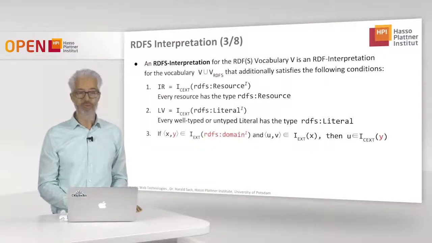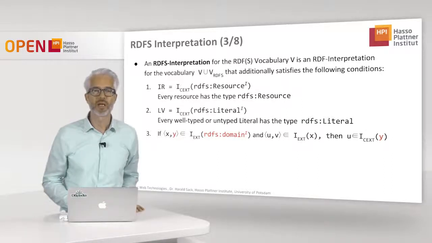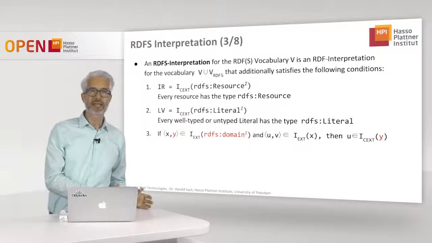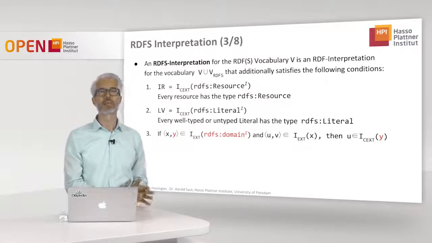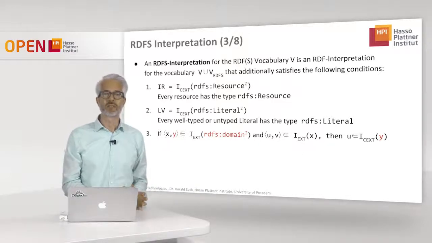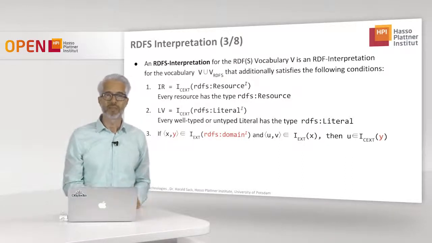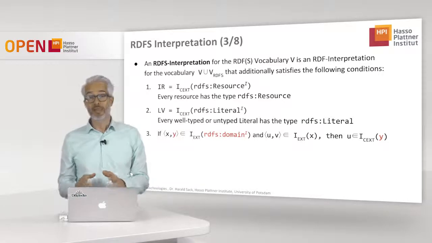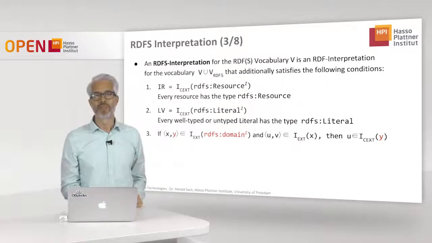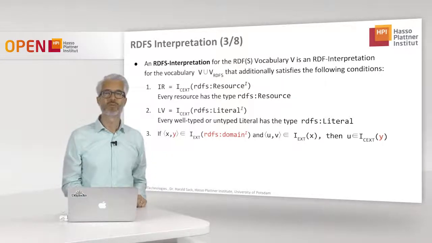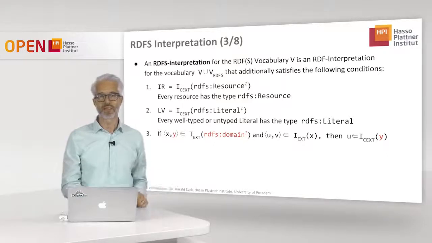The next thing we want to do is talk about domain and range. So if X and Y are in the extension of rdfs:domain, which means X has the domain Y, and you have another triple where U and V are combined via the property X, so this is in the extension of X, then it's true that the domain of X, so U, is Y, because we have defined it here to be Y, the domain of the property X.